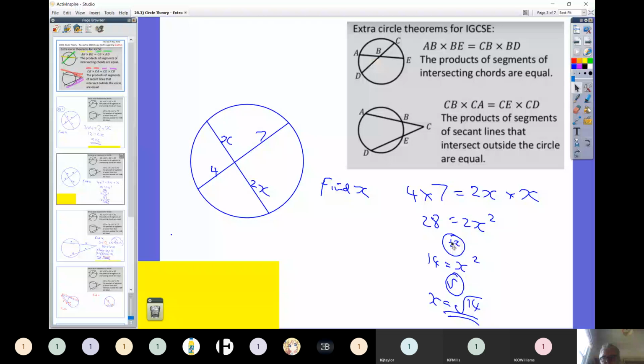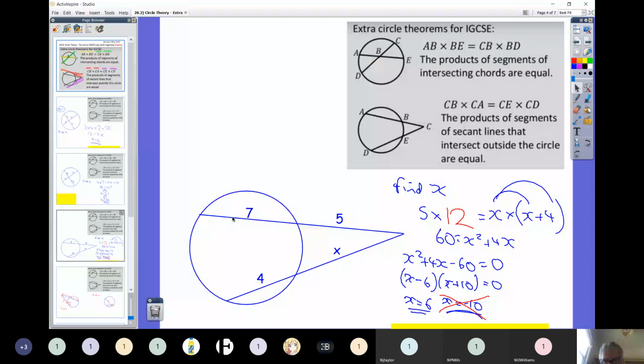Now some examples of the second circle theory to do with lengths. Just be careful here. 5 times 12, not 5 times 7. 5 times 12 equals x times x plus 4. That length there is x. The total length is x plus 4.